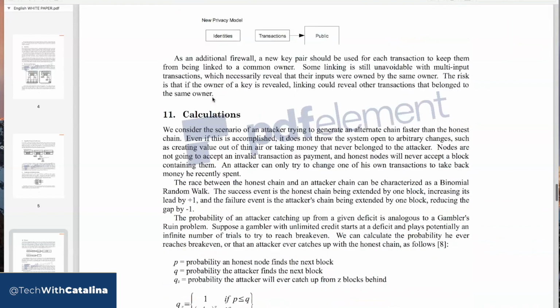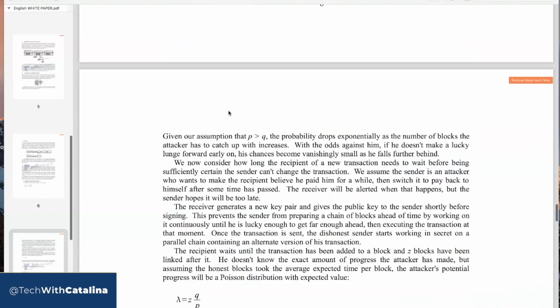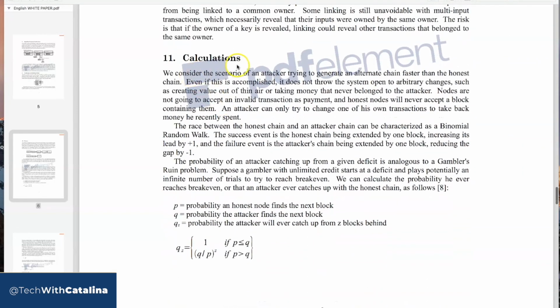That's pretty much it. There are some type of calculations that Satoshi did in the Bitcoin white paper. We're not going to analyze that right now. So that was it. I hope you enjoyed it. I hope it provides you a lot of value.